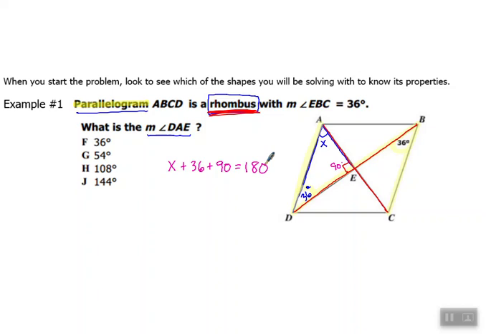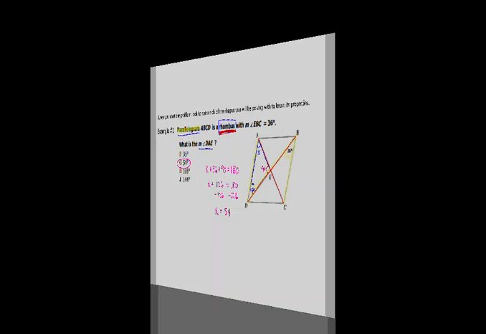So we can solve for x by combining like terms, subtracting 126 from both sides, and then x is 54. So the angle we wanted, 54 degrees. Let's take a look at the next example.